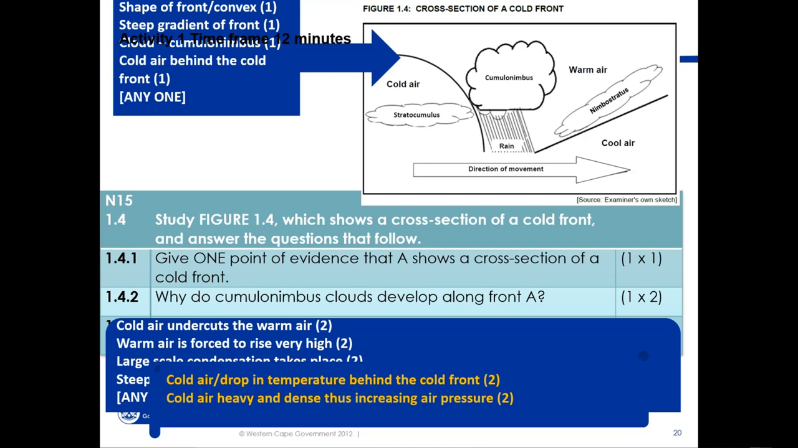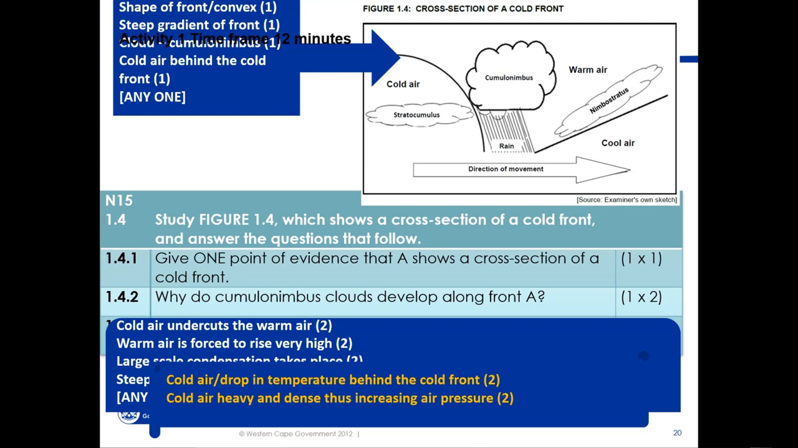Okay, right. So let's go to question 1.4.1. And the first answer is going to be, now please take note, write down all the different answers, because sometimes that same question can count 2 marks. Right, so the first thing that we're going to write down there is the shape of the front. The shape of the front is an indication that that is a cold front, right? The second one is the steepness of the gradient, right? So if you look there, you will see it's got that convex slope, so the steepness of the gradient tells me that that is a cold front.